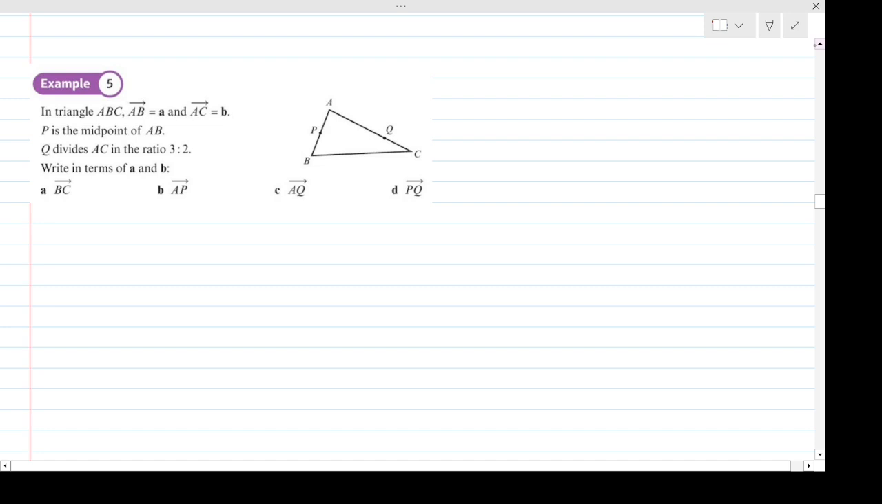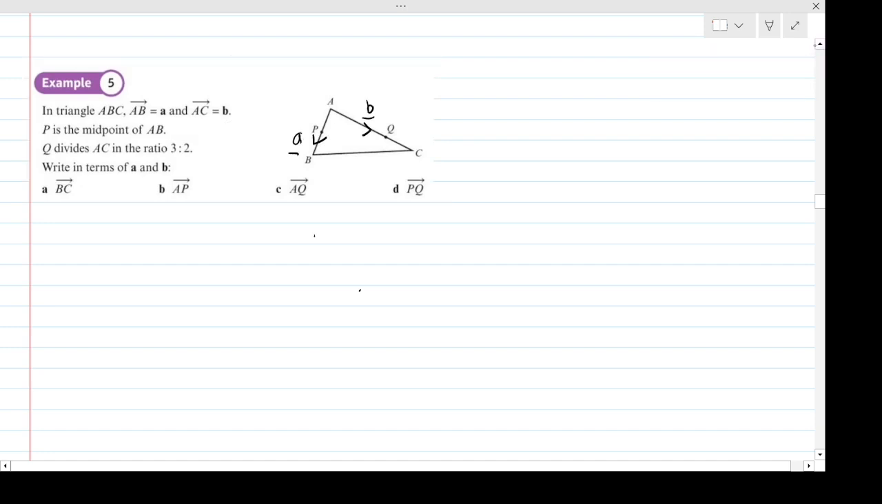So we're told in triangle ABC here, AB is a. So I would say that a would be there, right? A is there, so along AB, if I draw my arrow, that's the vector a. And AC, so from A to C, that is b. So that line there is b.